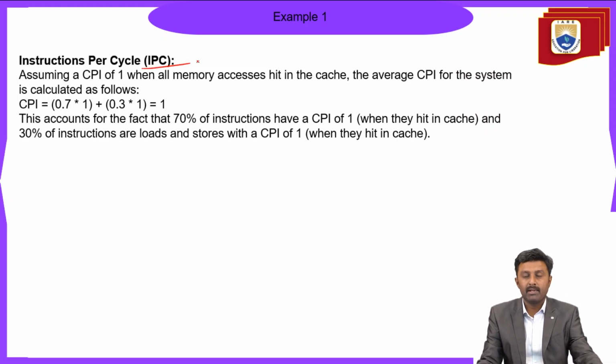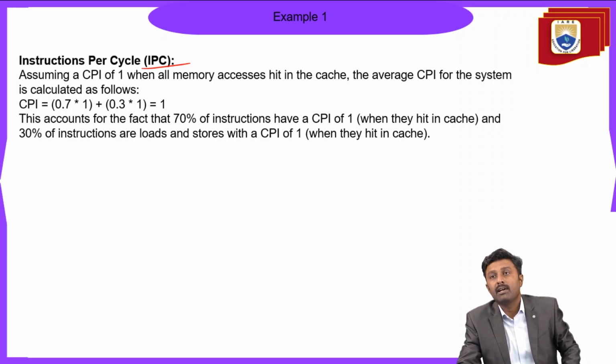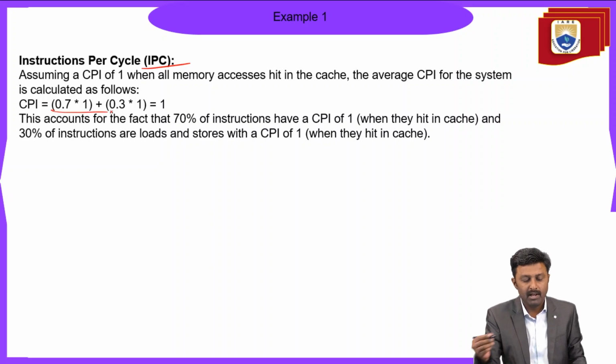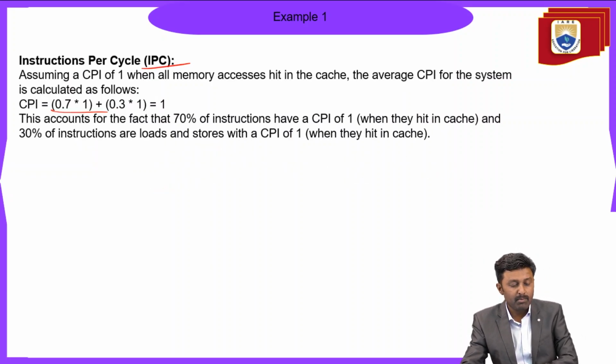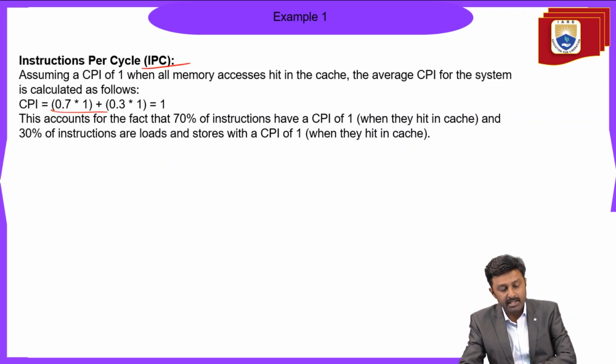That is, instructions per cycle, IPC, is calculated. It is the average of the CPI for the system, calculated with this formula, as we mentioned in the previous slide. So the values are given, 0.7 into 1. If you substitute the values, this accounts for the CPI, clock per instructions. So 70% of the instructions have a CPI of 1, and 30% of the instructions are loads with a CPI of 1.